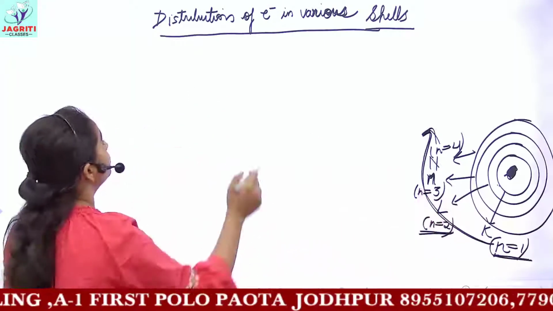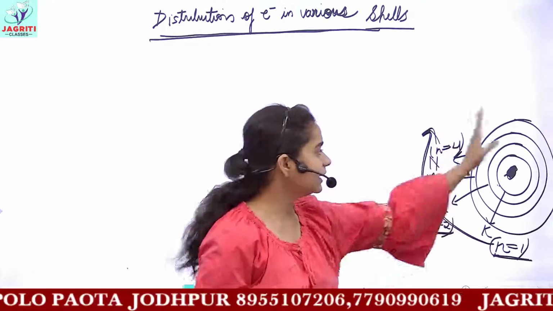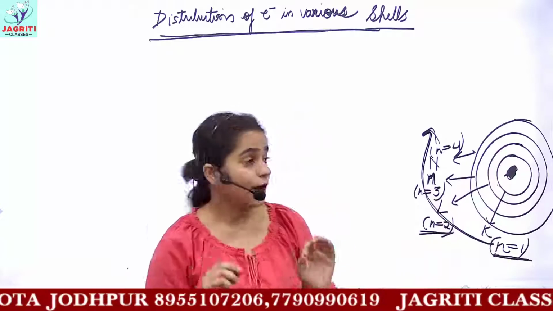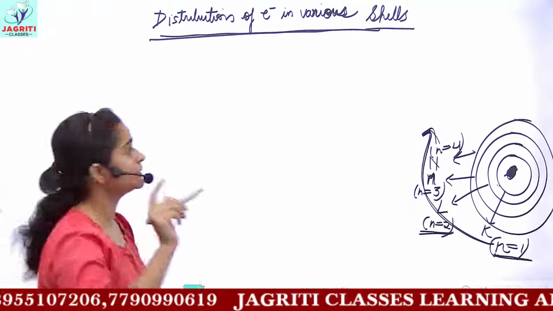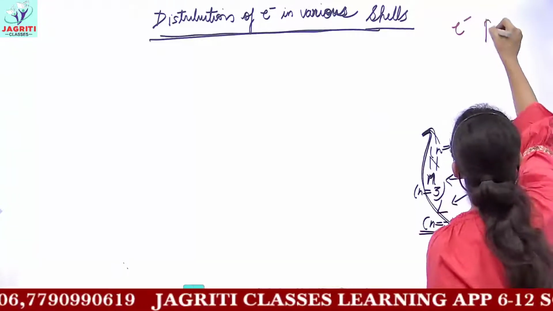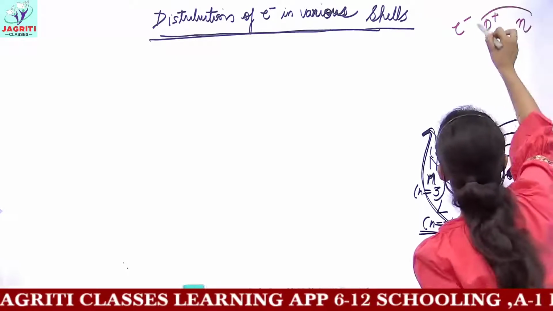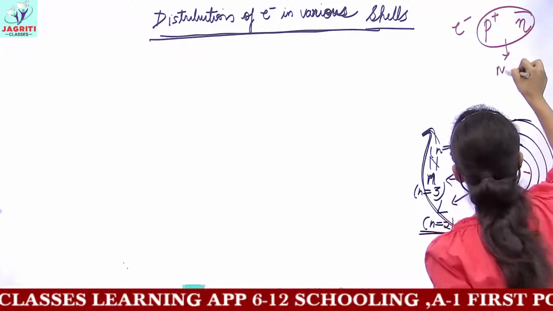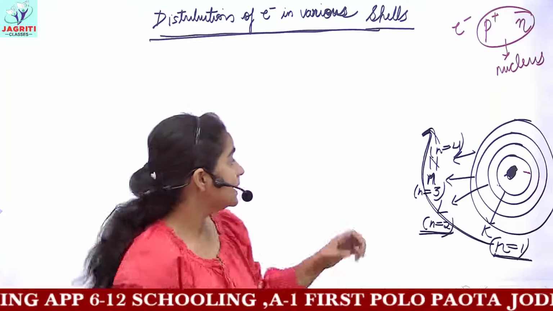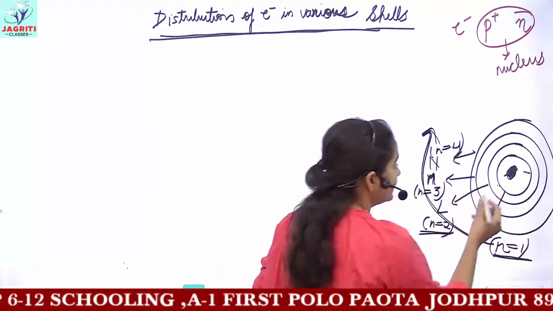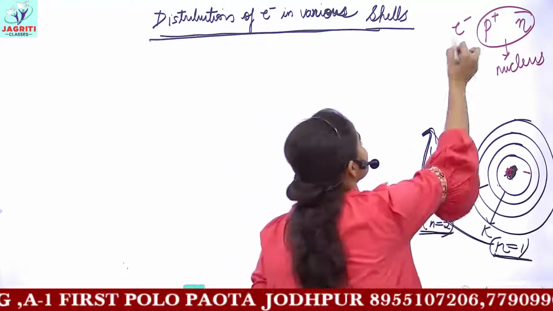Now we are studying the distribution of electrons. We know that an atom contains a nucleus, and the atom contains 4 shells, that is K, L, M, N shells. Now you have to fill the electrons in these shells, because we have 3 subatomic particles, that is electrons, protons and neutrons. Of these 3 particles, the protons and neutrons are present inside the nucleus. The location of protons and neutrons is confined inside the nucleus. But where do the electrons reside then?